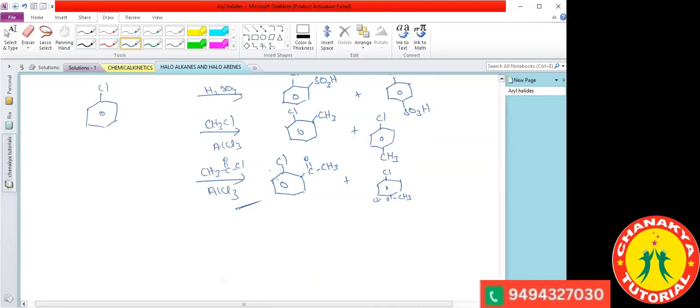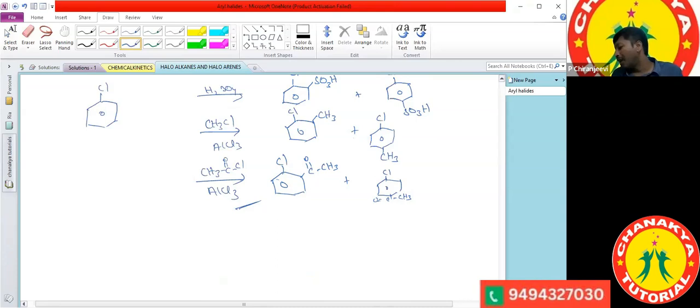Based on this, we have some named reactions also. For example, if chlorobenzene is reduced with lithium aluminum hydride, what product does it form? It forms benzene plus HCl as the product.